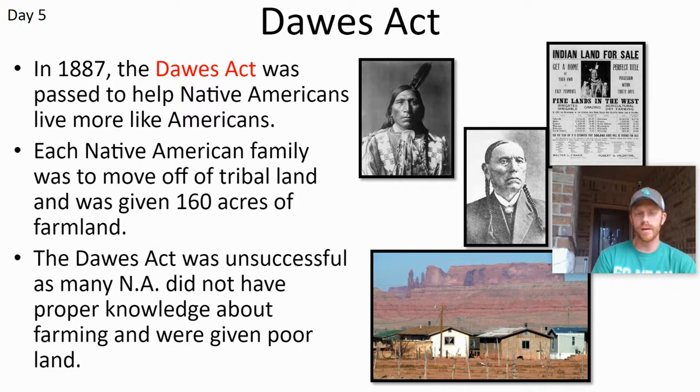Each Native American family was given at least 160 acres of farmland. But this farmland was not great farmland. It was sometimes in mountainous areas where you can't grow crops as well. And it was not as successful as the Morrill Act or the Homestead Act of 1862. This was more of a way to give more space for the Americans and move the natives somewhere out of our way. So the Dawes Act was not quite as successful, not very fair, but we justified moving these people.